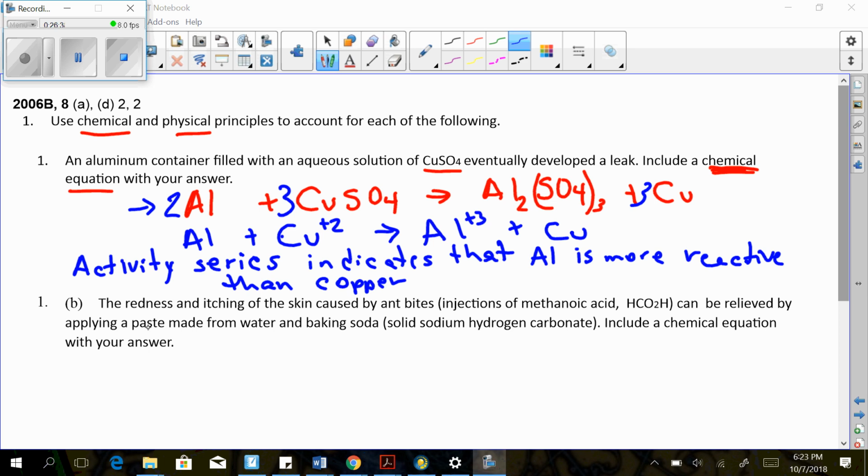Okay, now second question, there were two points in that last question, one for the reaction and one for the explanation. Let's go to part B. It says the redness and itching of the skin caused by ant bites. And when an ant bites you, they inject methanoic acid into you. But that can be relieved by applying a paste made from water and baking soda. And so it says include a chemical equation with your answer.